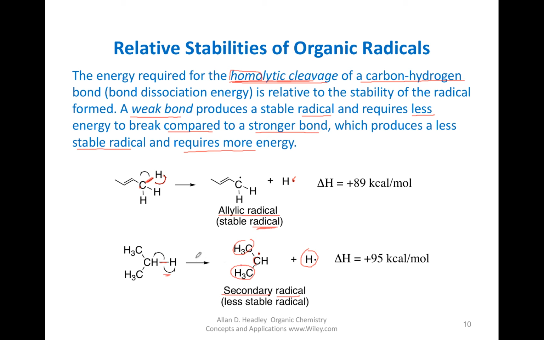Notice the energy that's required to break these bonds. This bond requires more energy than breaking this bond. So breaking this bond requires 95 kcals per mole, and breaking this bond requires 89 kcals per mole, less. What we have produced here is a radical that's stable. So the weaker bond here, weak because it requires less energy, produces a stable radical, and the stronger bond here produces a less stable radical because it requires more energy to break.